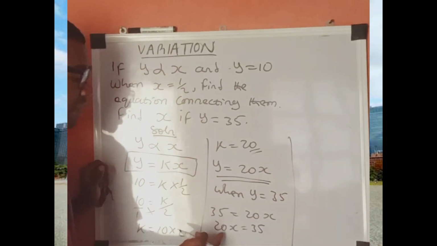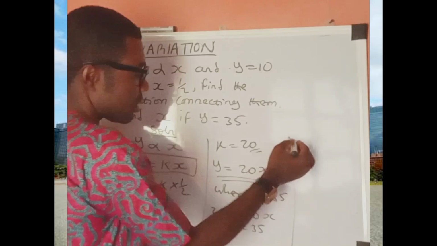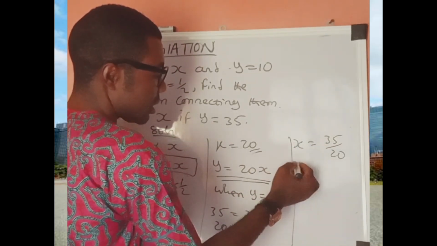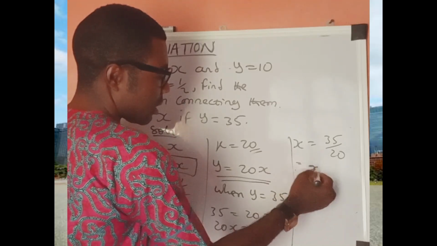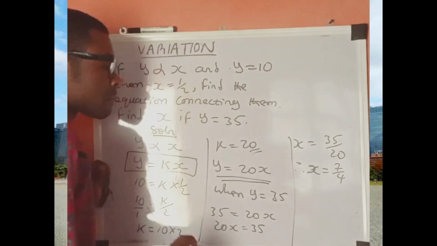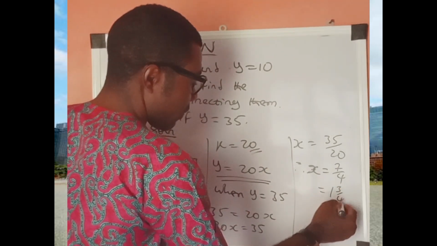And we will have to divide both sides of the equation by 20 so that we will find x. So x is equal to 35 over 20. Therefore, x is equal to 7 over 4. That is what? One whole number 3 over 4.